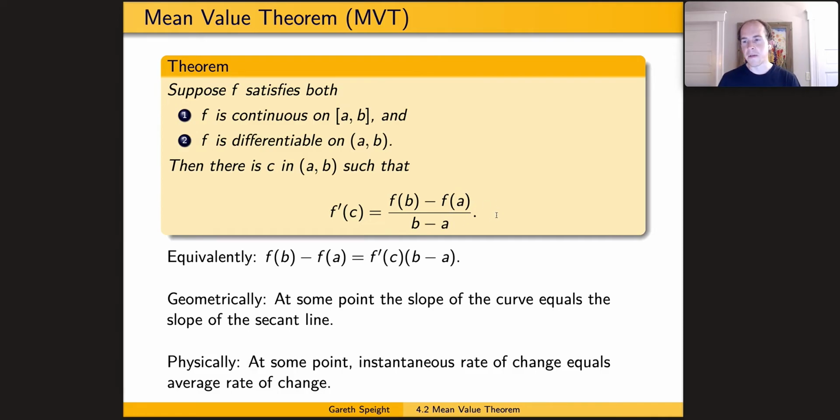And just to make this as concrete as possible, suppose I'm driving in my car and f of x represents the distance that I've traveled. So the derivative would represent the speed. What would these quantities be? Then f prime of c would be my instantaneous speed at some point, the instantaneous rate of change of my distance. And the right-hand side would be my average speed over a journey. So this is saying that at some point my speed is equal to my average speed.